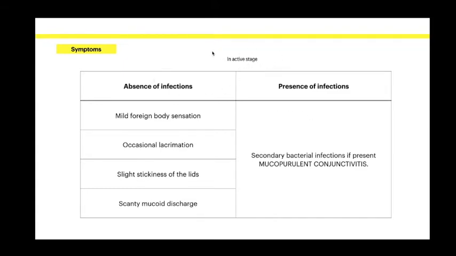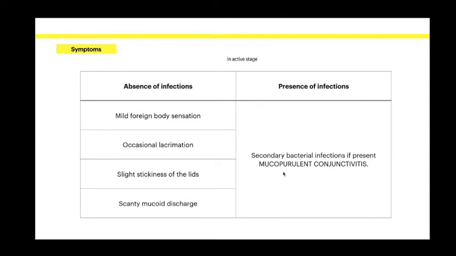Now moving on to the symptoms. In the active stage, trachoma infection alone is highly innocuous. In the absence of any other overlying bacterial or secondary infections, there will be just a mild foreign body sensation, occasional lacrimation, slight stickiness of the lids, scanty mucoid discharge.